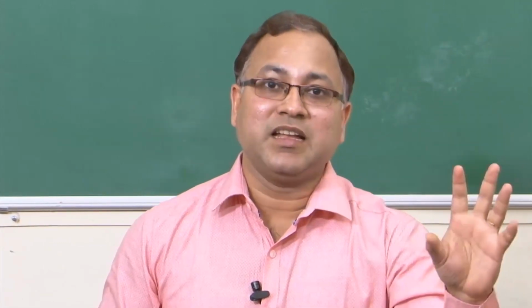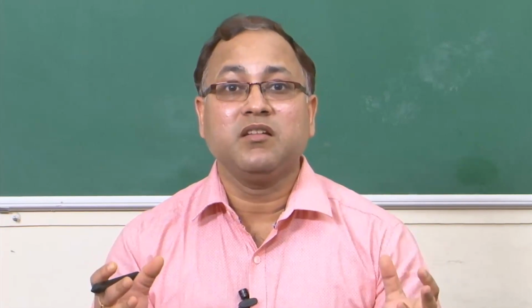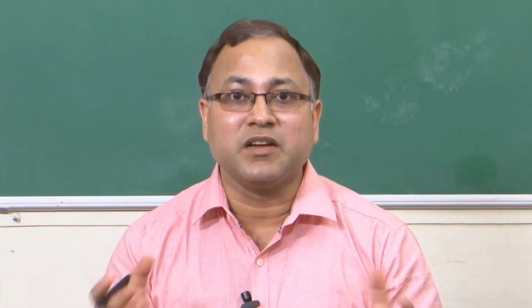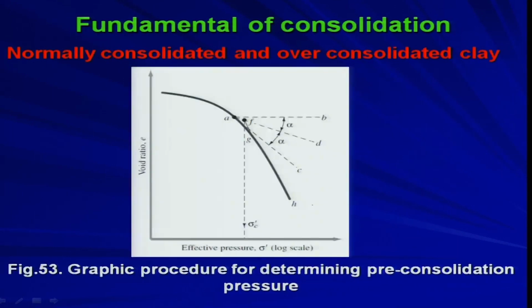Whereas, if my past pressure is greater than the new applied pressure, then the soil behavior will be different. So, this is very, very important. For that, Casagrande in 1936 suggested a graphical construction to determine the pre-consolidation pressure sigma c prime. So, let us see how we can find it out.